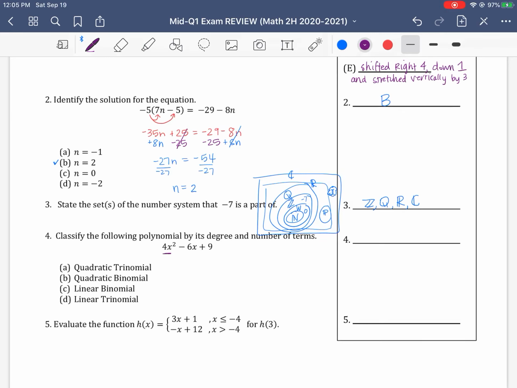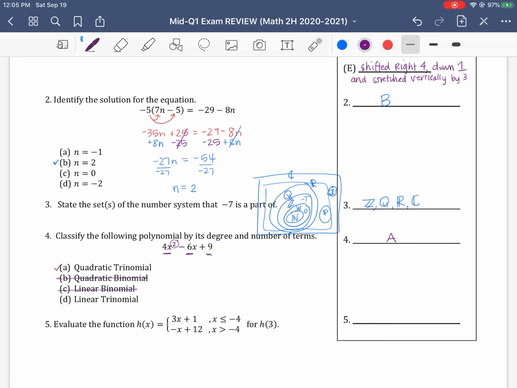Okay. Classify the following polynomial by its degree and number of terms. So first of all, we look at this guy. He's got 3 terms. We know it's going to be a trinomial, so it can't be B or C with our multiple choice. And it has a degree of 2, the highest exponent, which means that this is a quadratic trinomial instead of linear, so we're going to choose A.